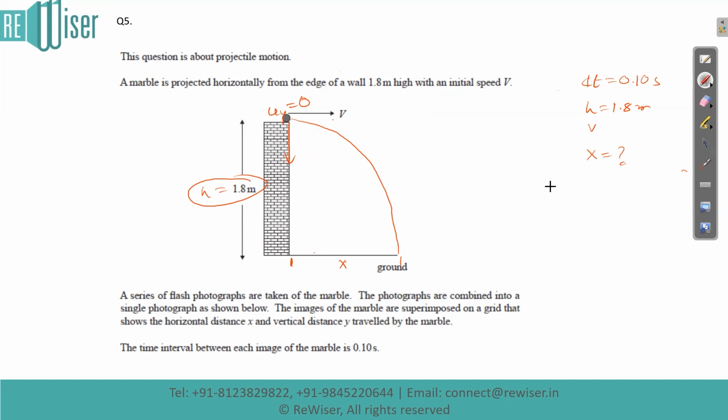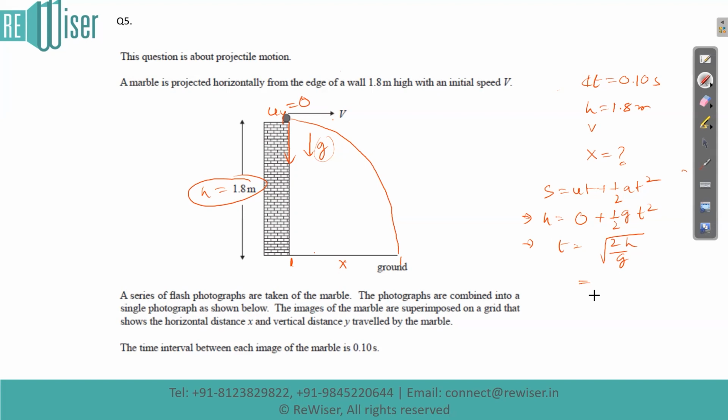So you see, I can use S equals ut plus half at square formula to find out the time. S is nothing but h here. U is 0, so this term becomes 0, plus half into acceleration, which is the gravitational acceleration g, into t square. So time will be root 2h by g.